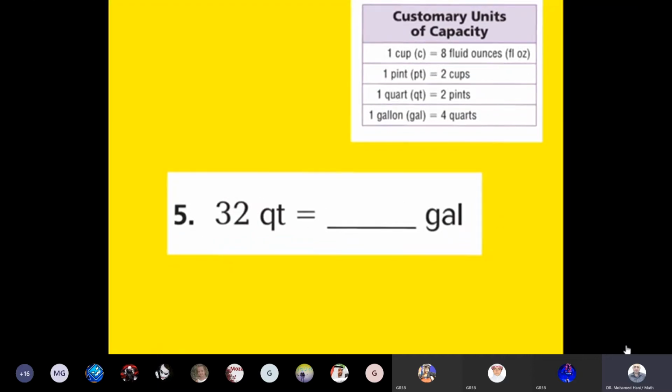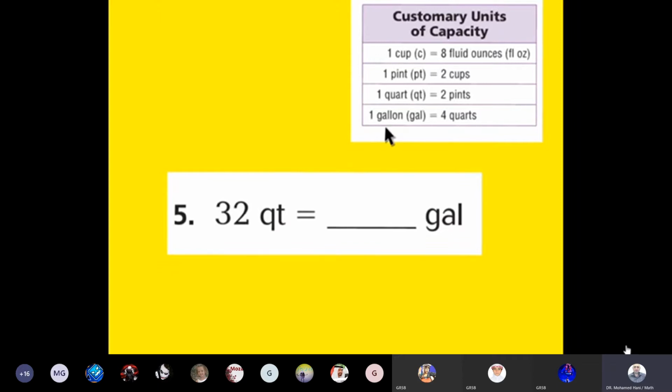Let's skip over number 4 and go to question number 5. Number 5 says 32 quarts is equal to how many gallons? Well, I'm going from a smaller unit to a larger unit. Whenever you go from a small unit to a larger unit, you're going to divide. So I have 32 quarts equals how many gallons? Let's come up here and look at the quarts. I see that 1 gallon is equal to 4 quarts.